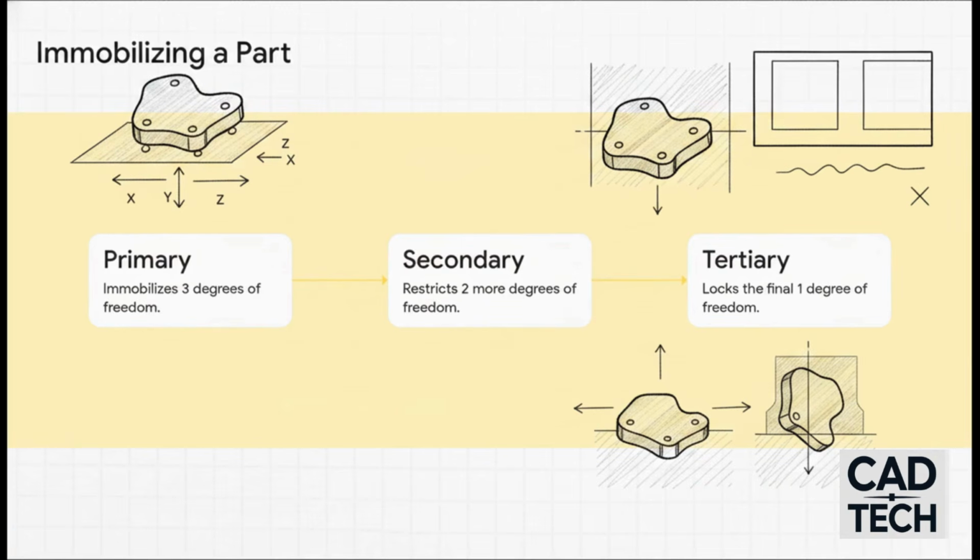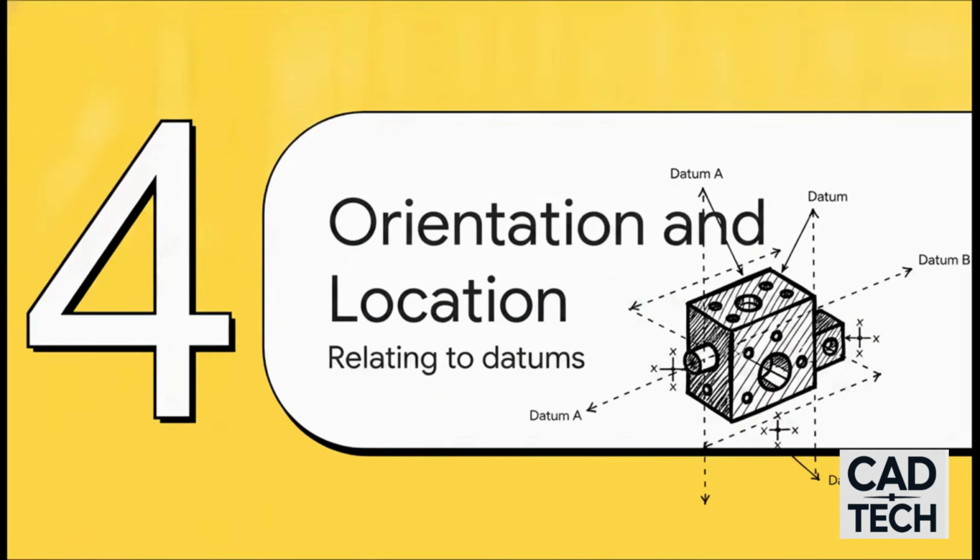Boom! The part is now fully immobilized, and listen, the sequence of these datums in the control frame is strictly required. If you change the order the part touches the simulators, it'll sit slightly differently, which entirely ruins the repeatability of your measurement. Moving right along to Section 4, Orientation and Location.